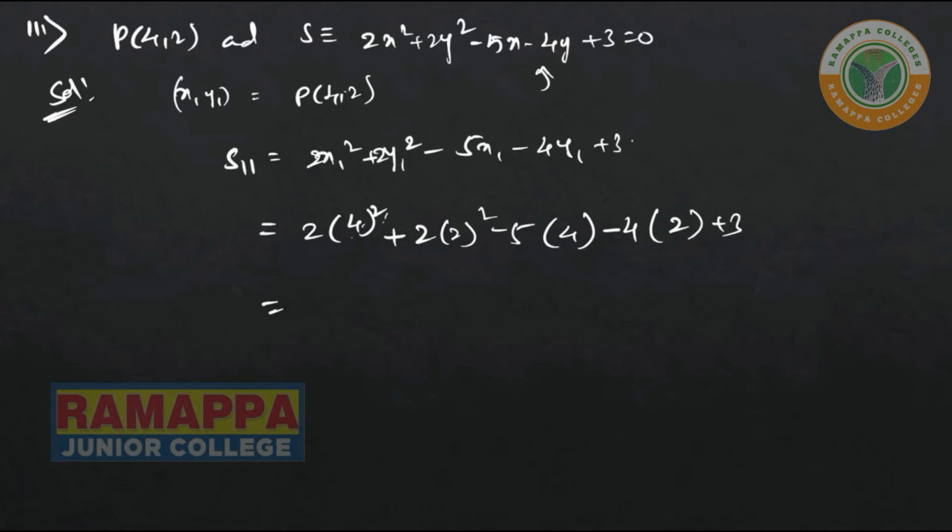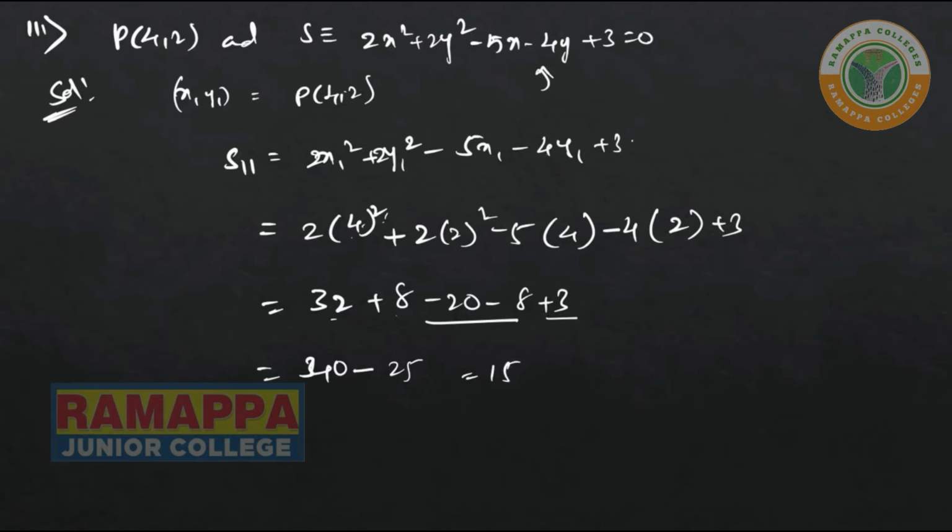So 4 square is 16, 16 times 2 is 32, then 2 times 2 is 4, 4 times 2 is 8, minus 5 times 4 is 20, minus 4 times 2 is 8, plus 3. So it will become 32 plus 8 is 40, minus 28, and it will become 40 minus 28 plus 3, that is 15. It is greater than 0 only. So here we can say that the question is given as minus 3. Actually the question is given as minus 3, I took it as plus 3.